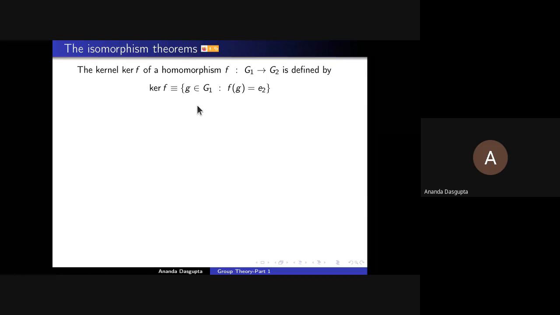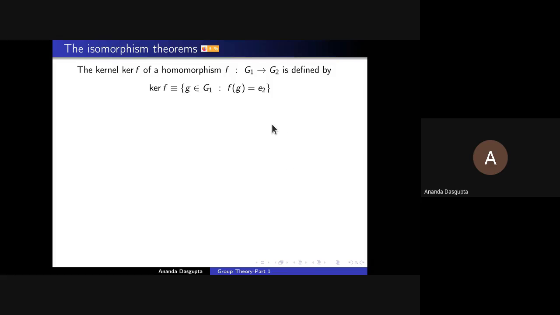Of course, there's one element which always does that. You can easily show from the definition of the homomorphism that f of e1 is always e2. So the kernel of f is always non-empty. At least e1 is there. But more than e1, other elements than e1 could also be in the kernel. Remember, a homomorphism does not have to be one-to-one. So it's possible that there are more elements which will map onto e2.